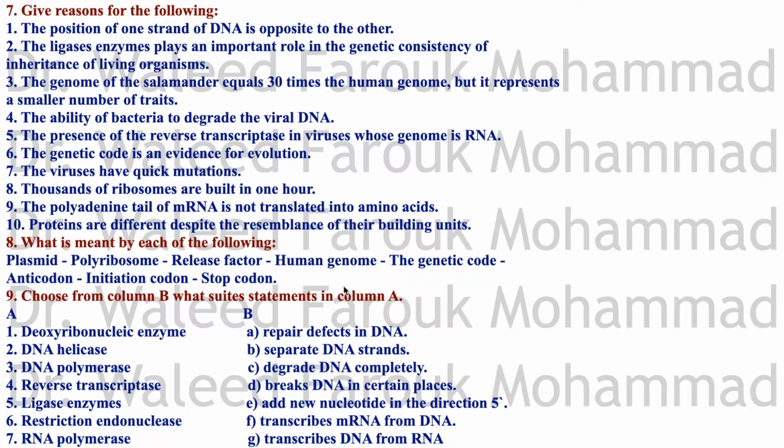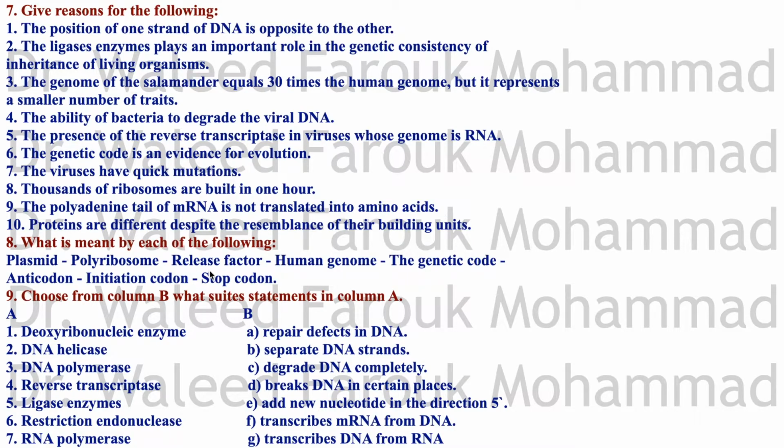Okay, what's meant by each of the following? Plasmid: it's present in some prokaryotic cells, that has circular DNA molecules, much smaller than the main DNA of the cell, is replicated at the same time during replication of the main DNA of the cell, and used in molecular technology. Polyribosomes: remember the mRNA attached to many ribosomes. This is called a polyribosome or polysome.